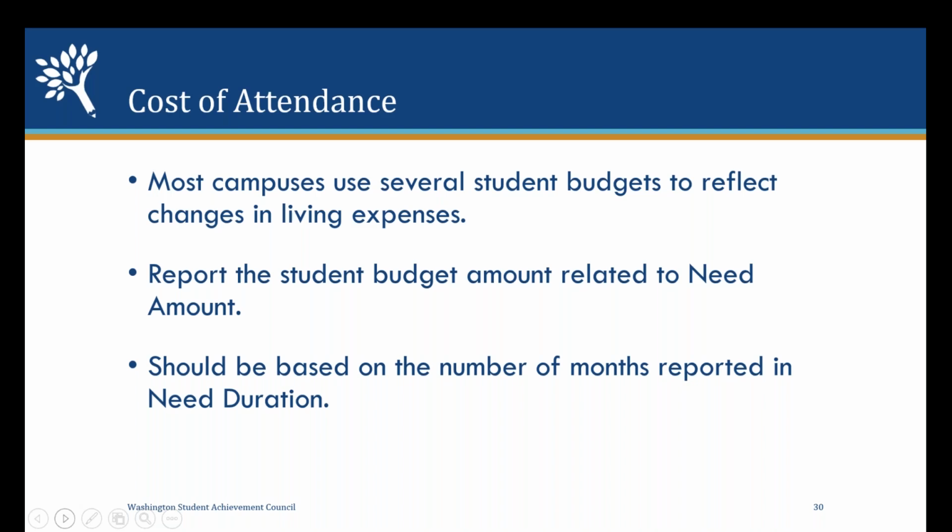What's their situation? Report the student budget amount related to the need amount, and it should be based on the number of months reported in the need duration. So cost of attendance, need duration, and EFC must be the same number of months. We'll talk a little bit in a minute about where you don't have to do that, but generally we want everything to reflect the same number of months for cost of attendance, duration, and EFC.